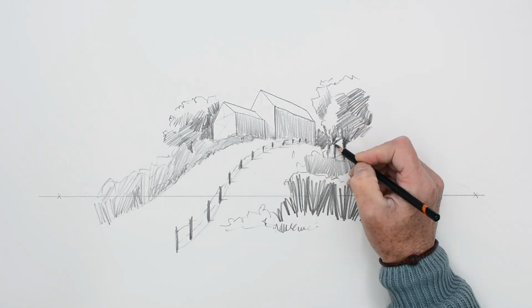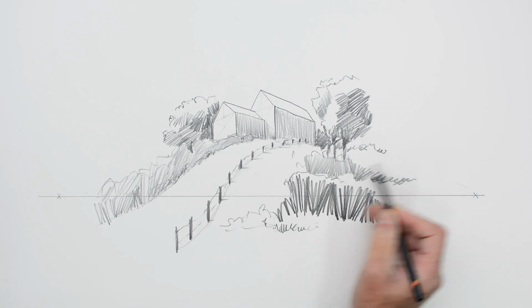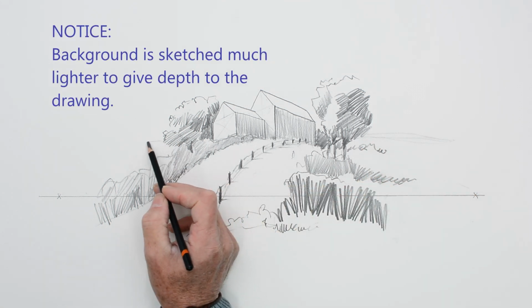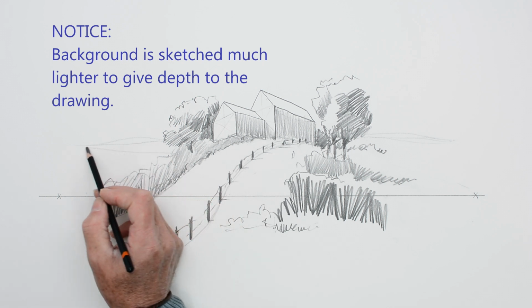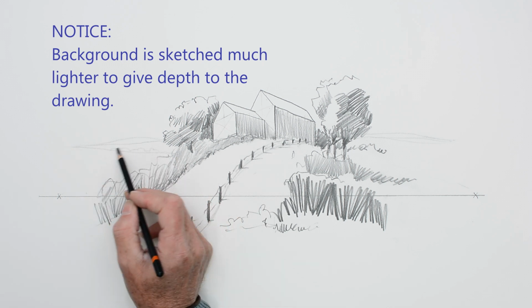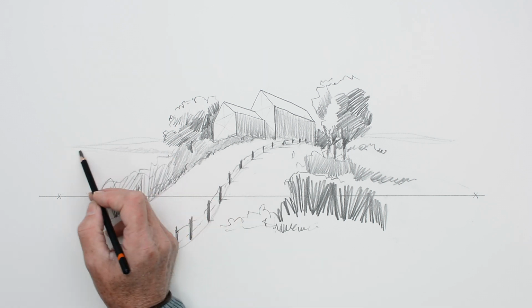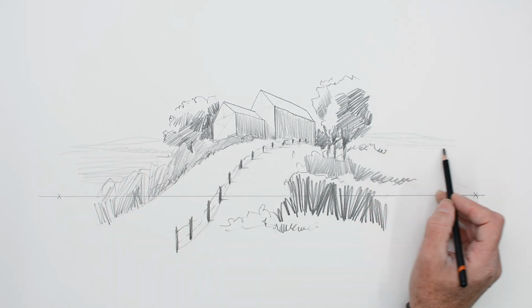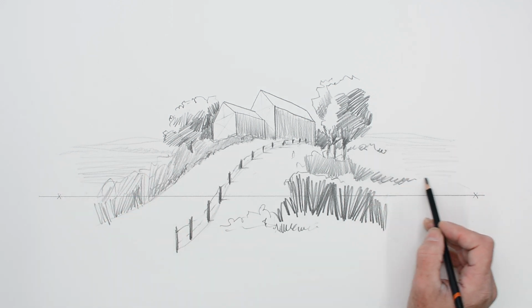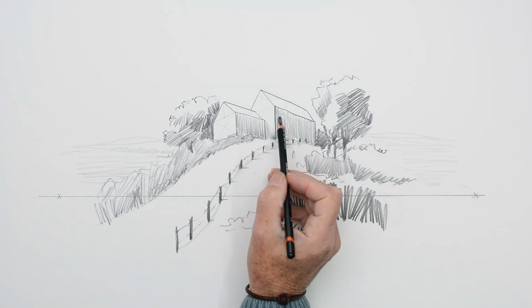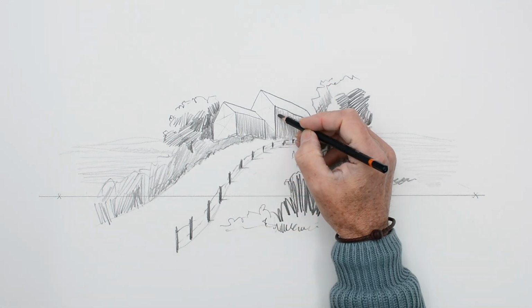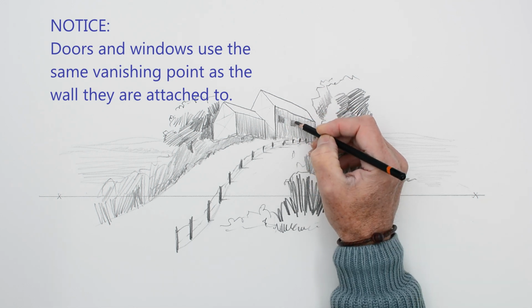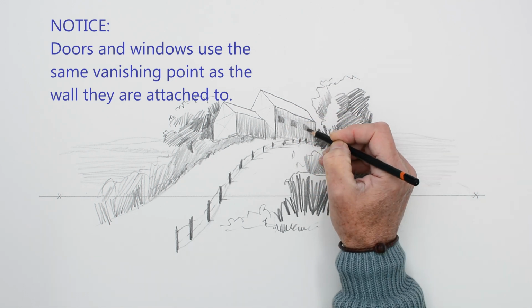Put another little tree behind. Notice how that dark area throws the building forward again. Now, the background, right? The hills in the distance are drawn very, very lightly, so it creates depth in the drawing. Notice how those hills look further away. You see, because of the difference in tone, the darker tones will always come forward, the lighter tones will always recede into the background.